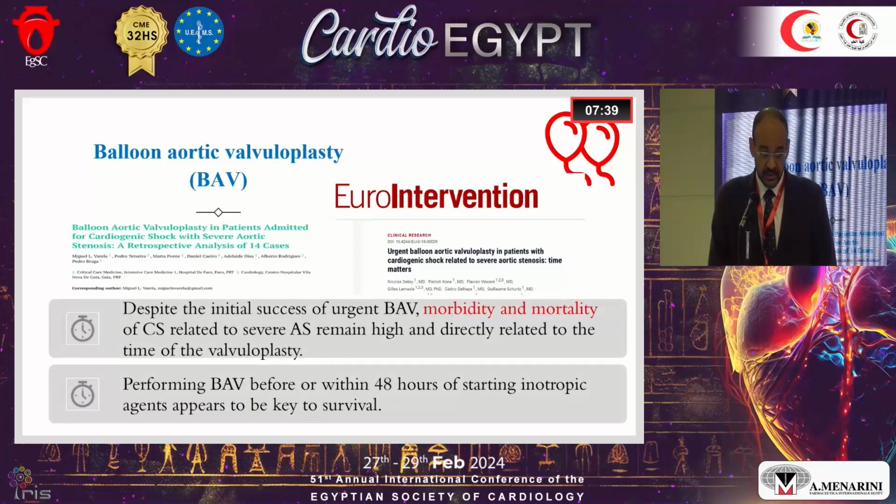These two studies reported that despite the initial success of urgent balloon aortic valvuloplasty, morbidity and mortality of cardiogenic shock related to severe aortic stenosis remain high and directly related to the time of valvuloplasty. So performing balloon aortic valvuloplasty before or within the first 48 hours of starting inotropic agents appears to be a key to survival.